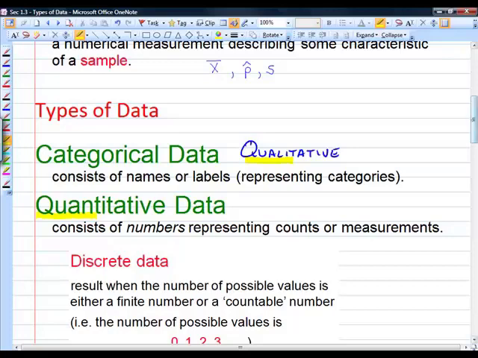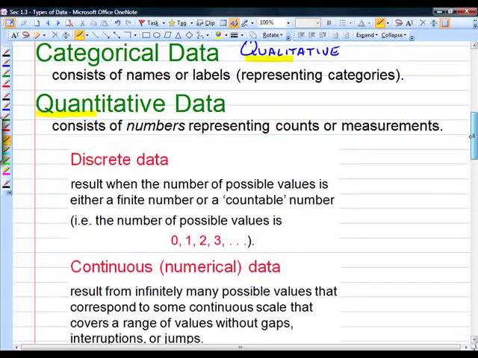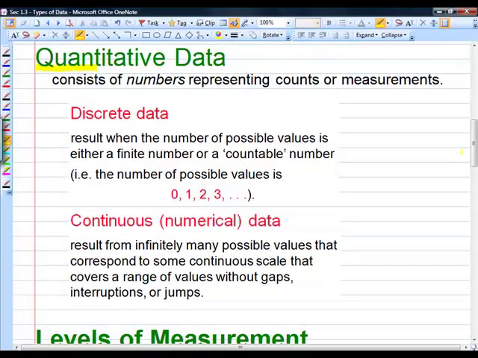Now, quantitative data can be further broken down into either discrete data or continuous data. And I will ask you on your test and in your homework to identify whether or not the data represent discrete or continuous data. But if we talk about discrete and continuous, know that we're talking about quantitative data. Discrete data result when the number of possible values is either a finite number or a countable number. It could be infinite, theoretically, as long as you can enumerate or count.